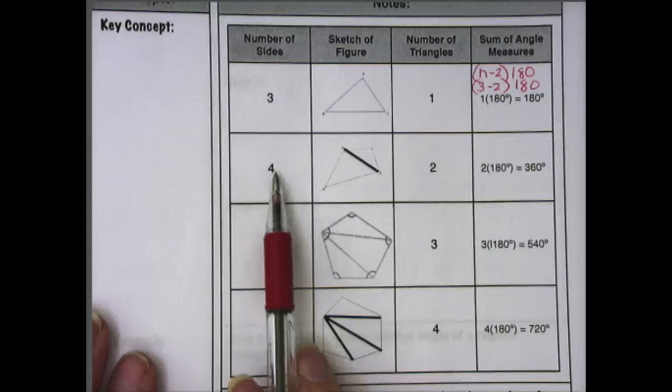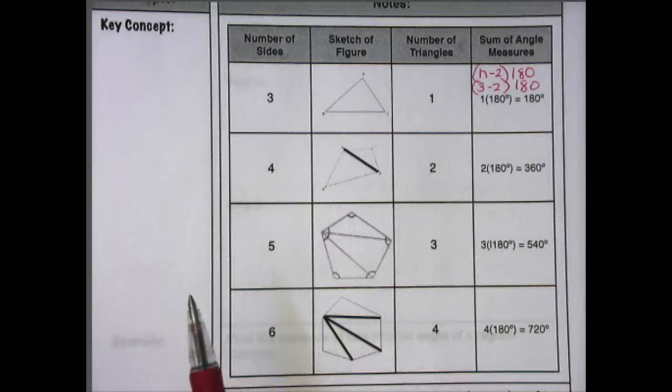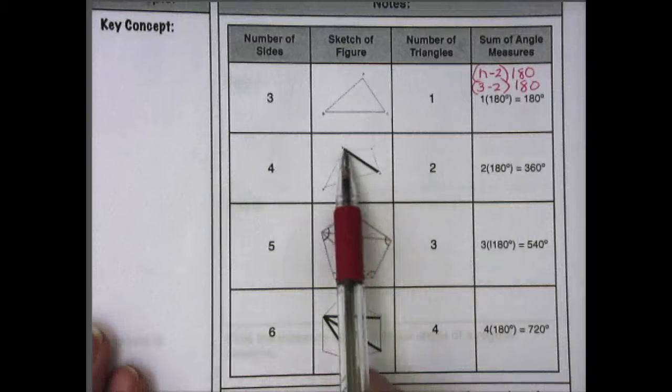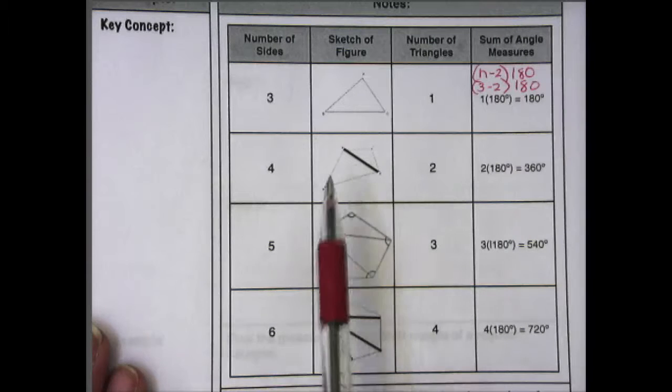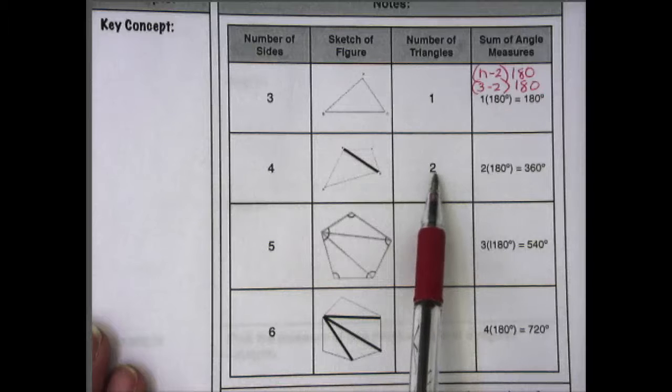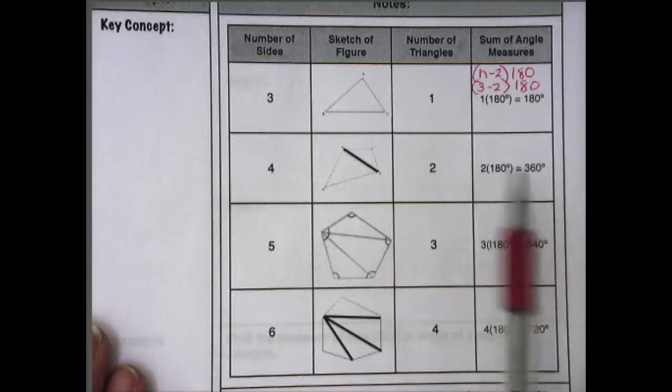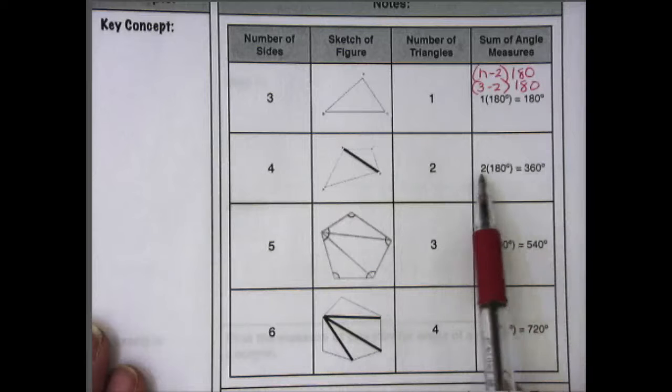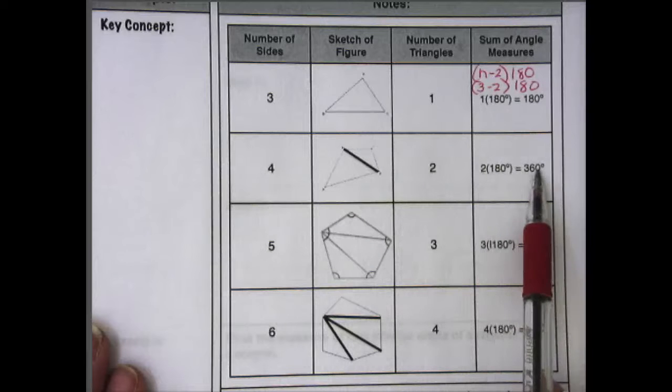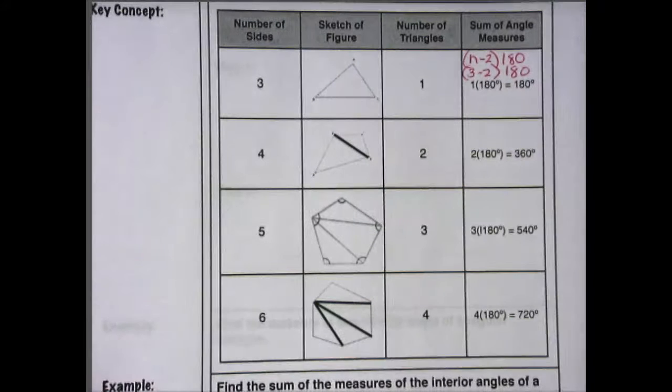If we have the number of sides 4, we know it's going to be a quadrilateral. We can draw a line in a quadrilateral and divide it into 2 triangles. Doesn't matter which quadrilateral you have, you can always do that. So the number of triangles would be 2. So n minus 2 times 180, 4 minus 2 is 2, times 180 equals 360. So we know that the sum of the angle measures of a quadrilateral is going to be 360 degrees.